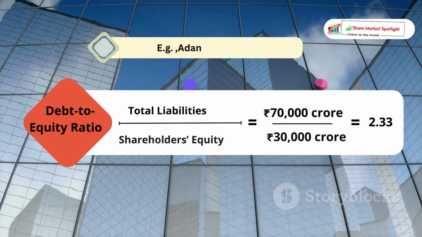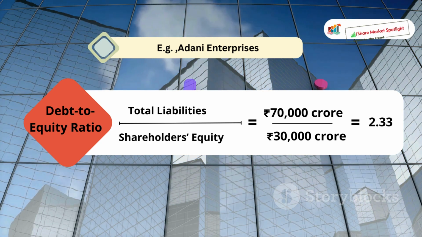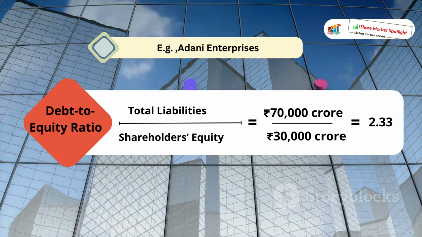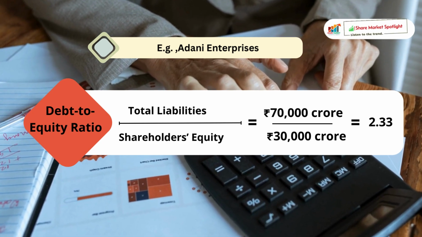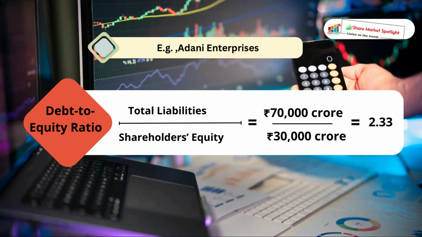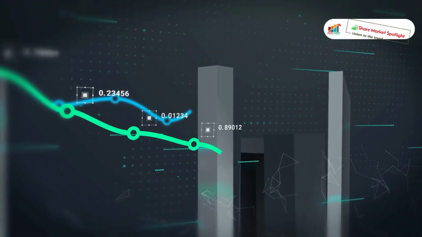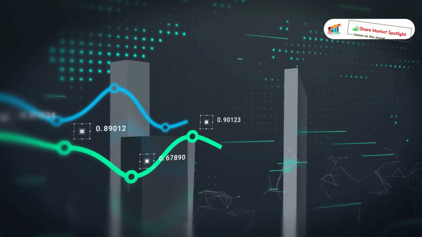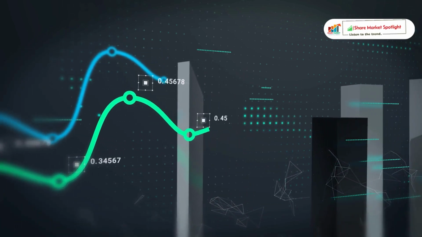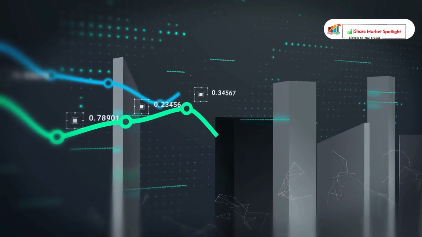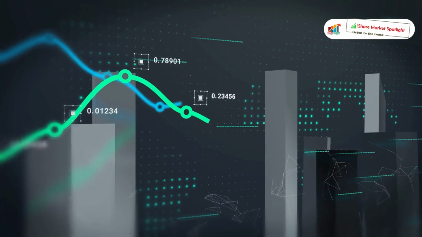For example, if Adani Enterprises has total liabilities of 70,000 crore rupees and shareholders' equity of 30,000 crore rupees, the DE ratio would be 70,000 upon 30,000 equals 2.33. A DE ratio of 2.33 means the company has 2 rupees and 33 paise of debt for every 1 rupee of equity. A higher ratio indicates significant financial leverage, which could be risky if not managed properly.